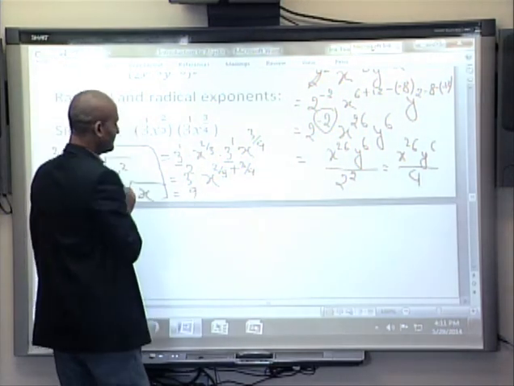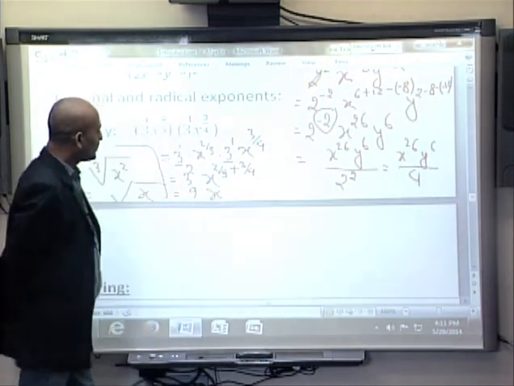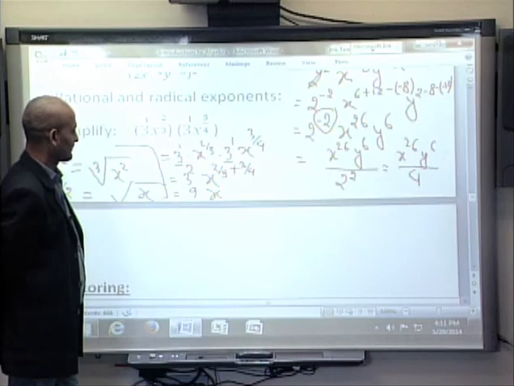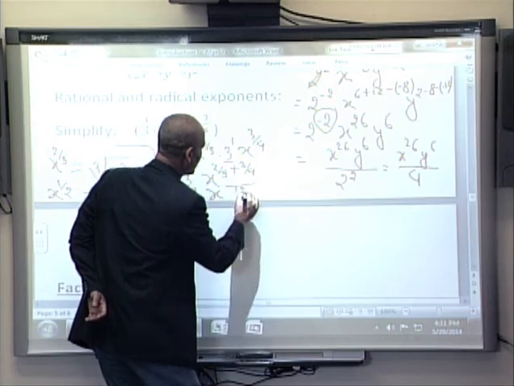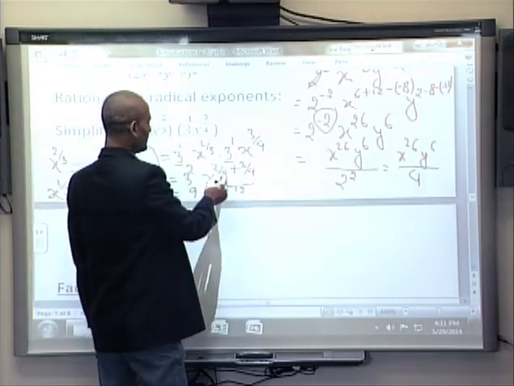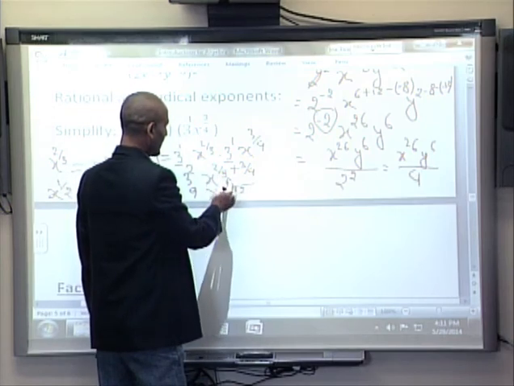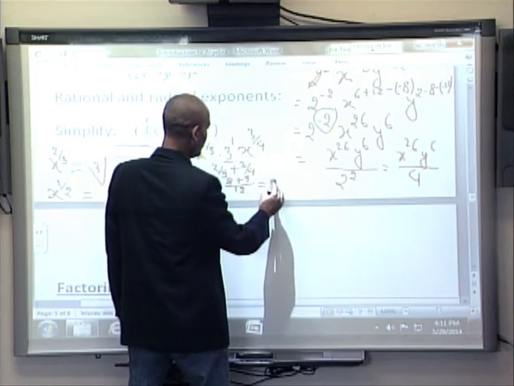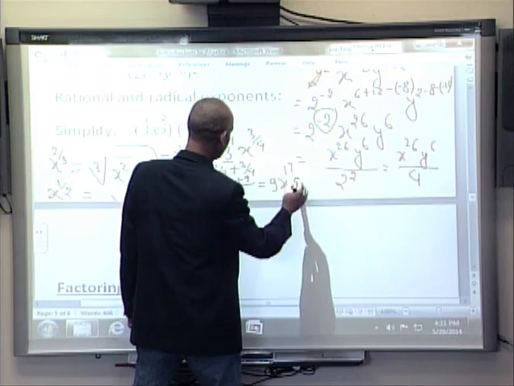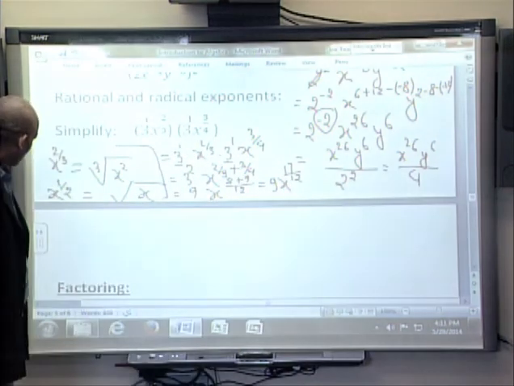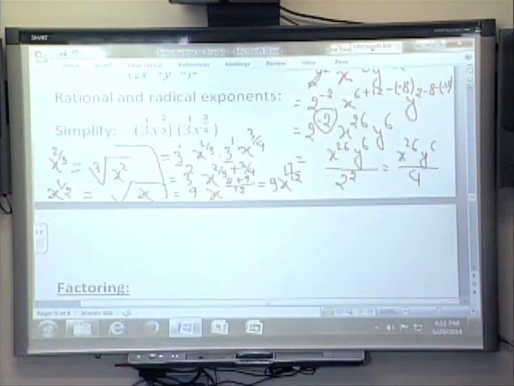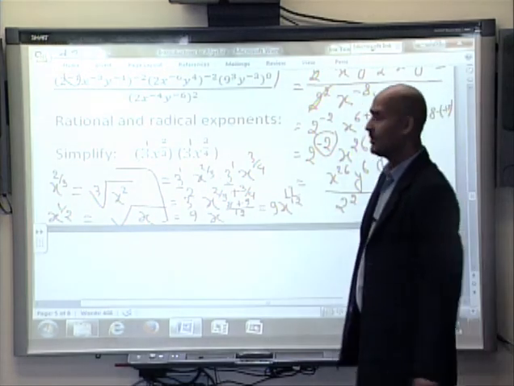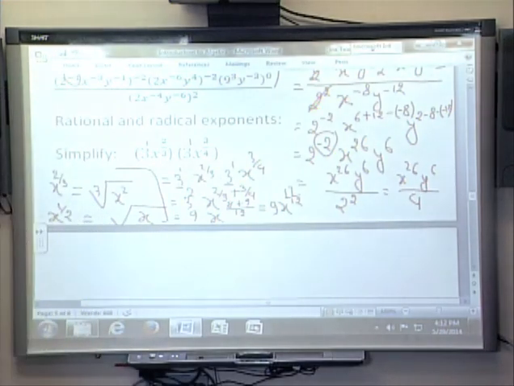Well, this 3 squared is 9. If we add 2/3 with 3/4, well, when we add, we need to take the least common denominator. The least common denominator is 12. So 12 means this is 4. You will get 4 times 2 is 8, and 3 times 3 is 9. So basically, the simplified version will be 9x raised to the 17, 9 plus 8 is 17, divided by 12. Okay, so this is how we simplify an algebraic expression containing exponents and radical signs.